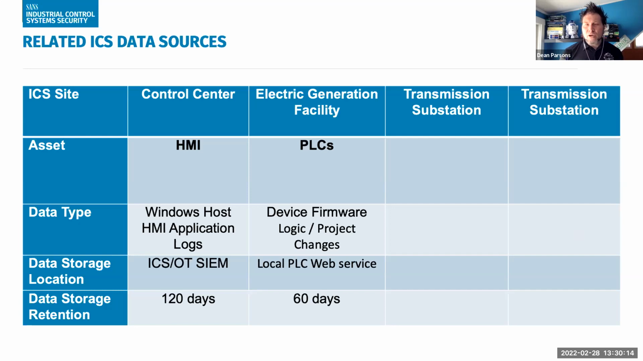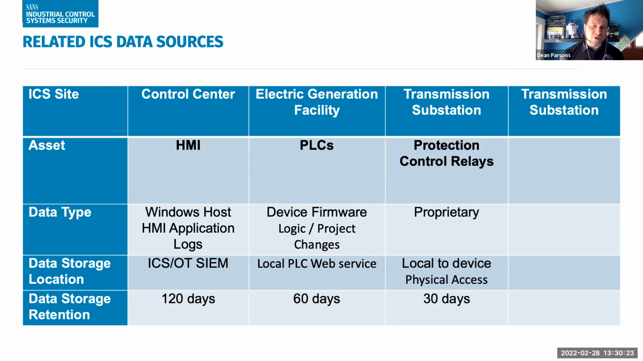Now, another example here, going beyond a control network in an electric generation facility. Now we're moving on to the transmission substation, where you have different devices inside the ICS. Yes, of course, PLCs, but you may have in this case protection and control relays, which may be a proprietary log type, so not a standard syslog type or something of that nature. You may have to use engineering software to get access to those proprietary logs and exfiltrate them off the environment, or at least read them to understand what's happening in the environment from a threat perspective.